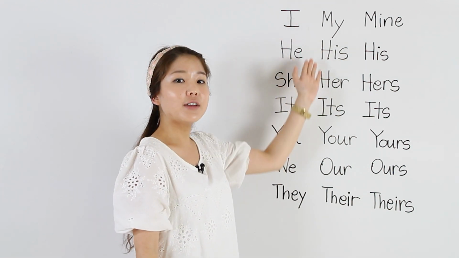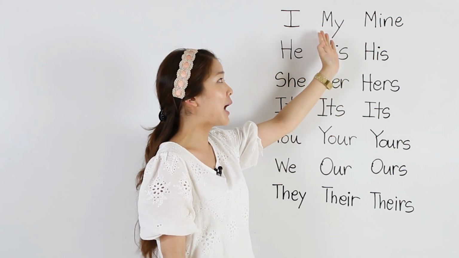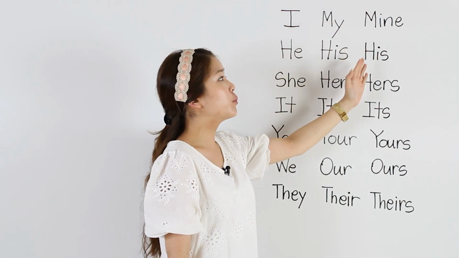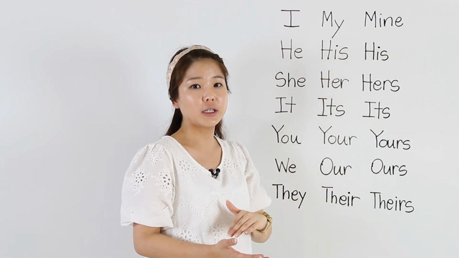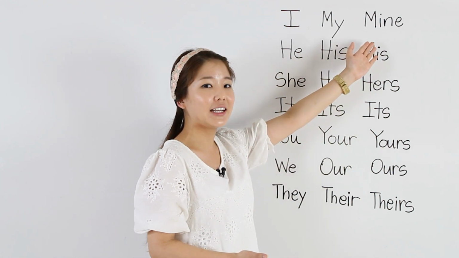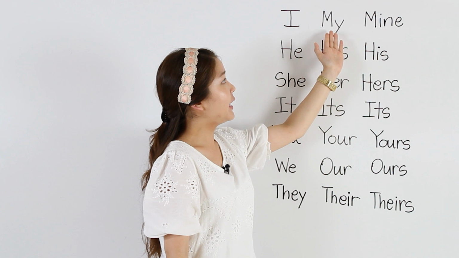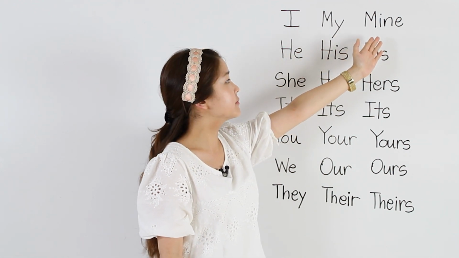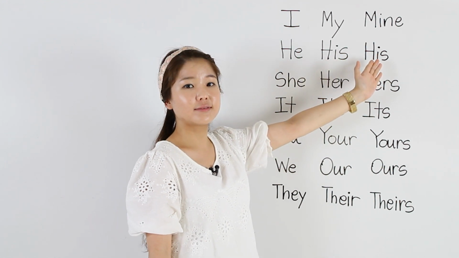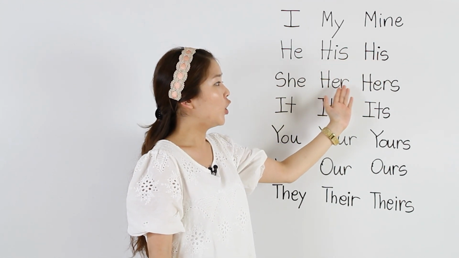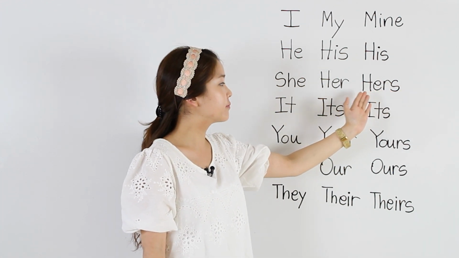For possessive adjectives, you have to put a noun after. Okay, my dog. Okay, but for possessive pronouns, you don't have to put a noun after it. Okay, you can just say mine. Okay, so let's go through each one. My, mine. Okay, and this is the same. His, his. Okay, for her, we say hers. We add an S, hers.